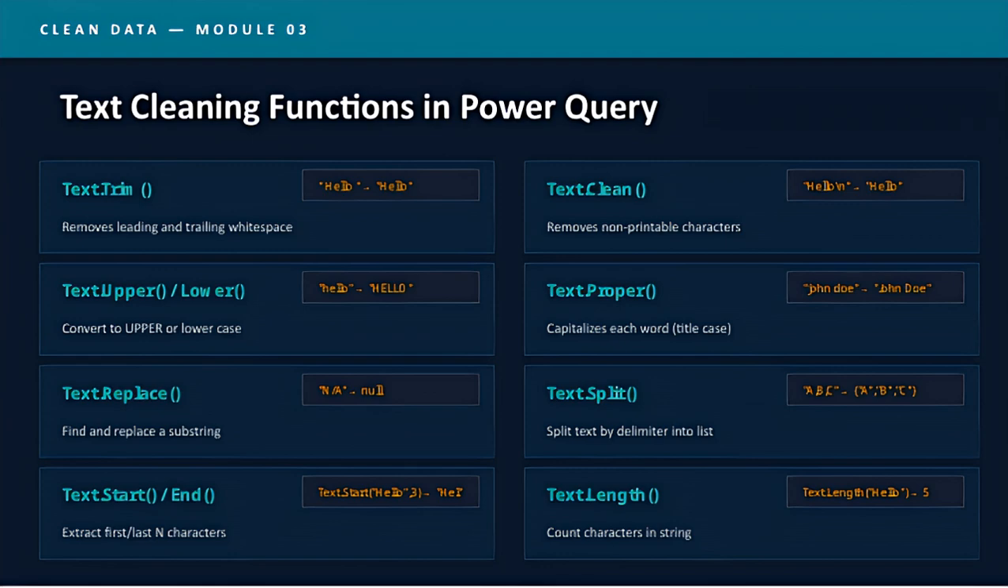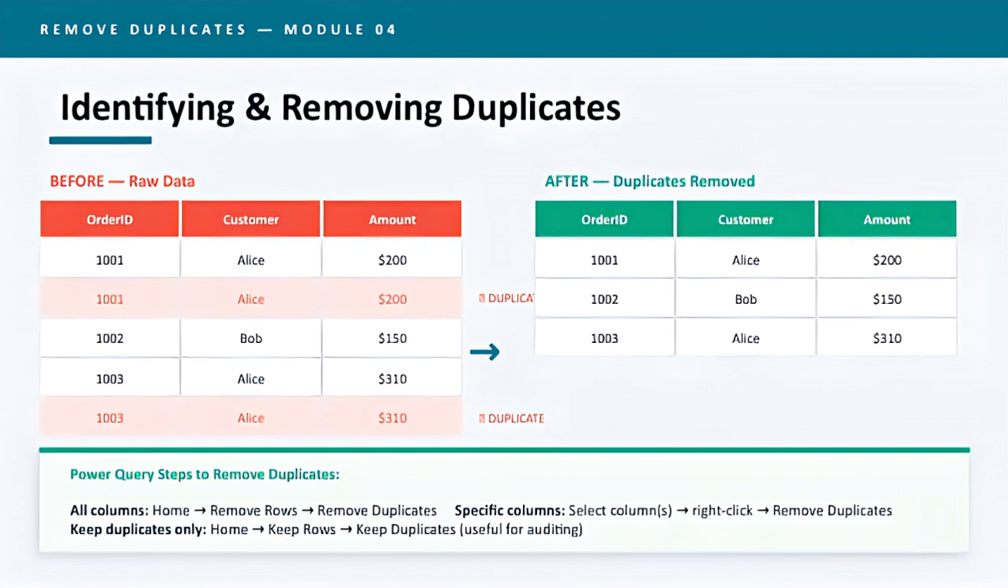Now let's look at how to remove duplicates in Power Query. For the entire dataset, you can go to the Home tab, then choose Remove Rows and select Remove Duplicates. If you want to target specific columns, you can select those columns first, right-click, and then choose Remove Duplicates. There's also an option to keep only duplicates, which is especially useful for auditing purposes. To do that, go to Home, then Keep Rows and select Keep Duplicates. This helps you identify which data entries are repeated.